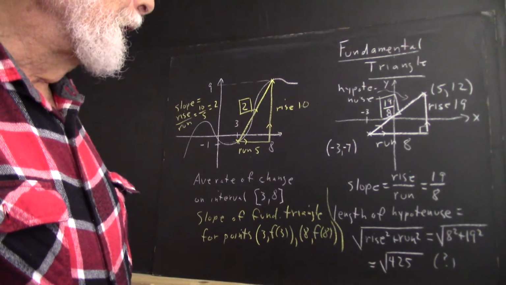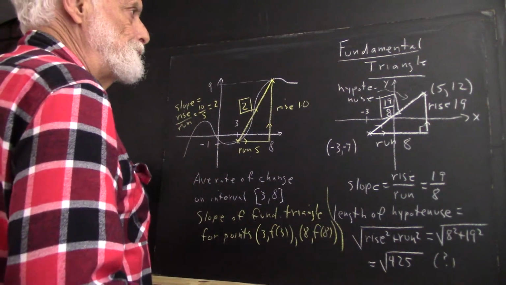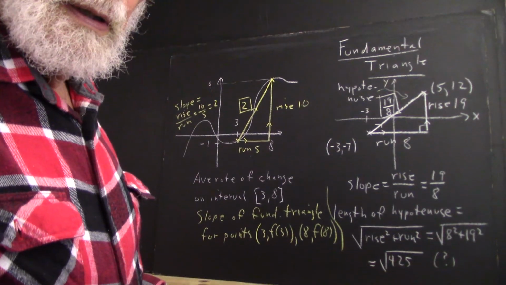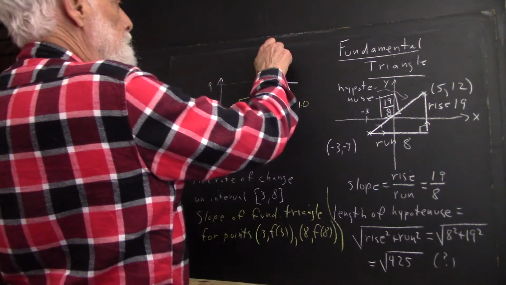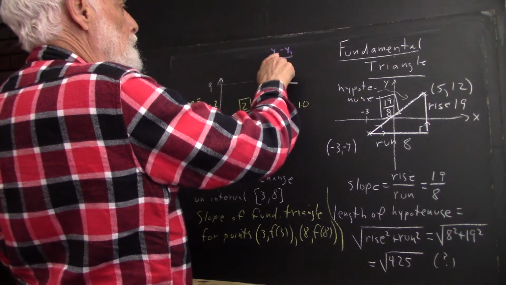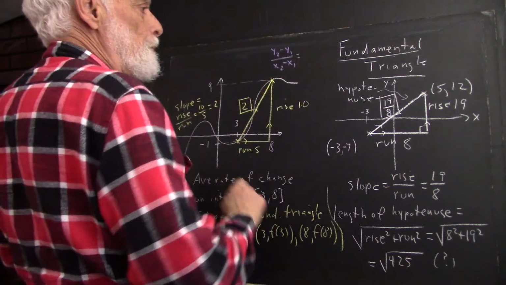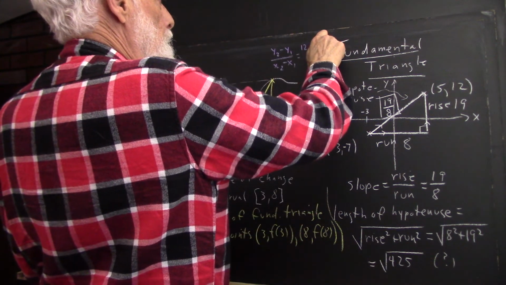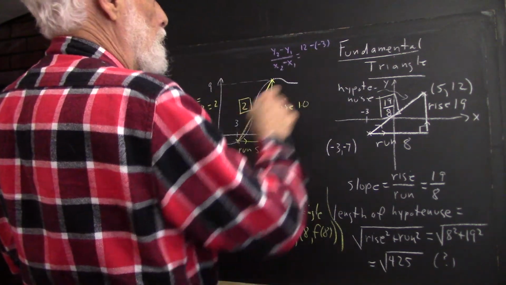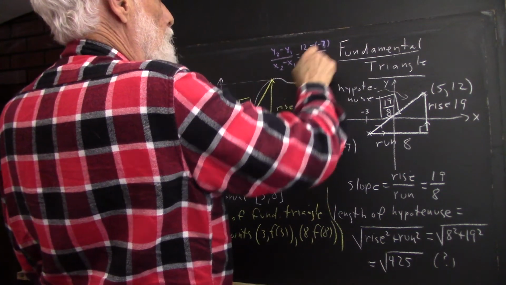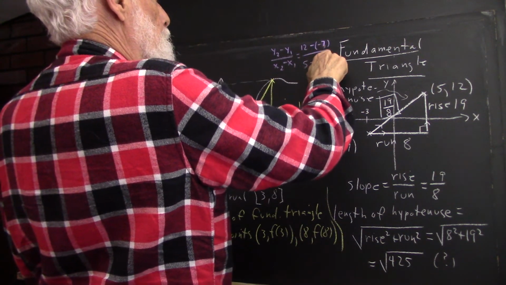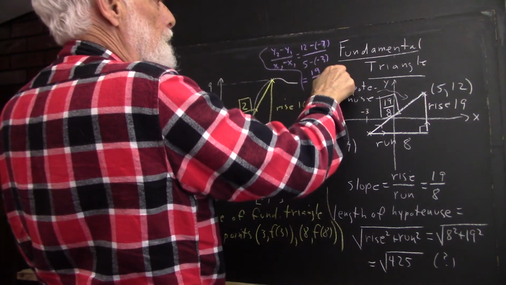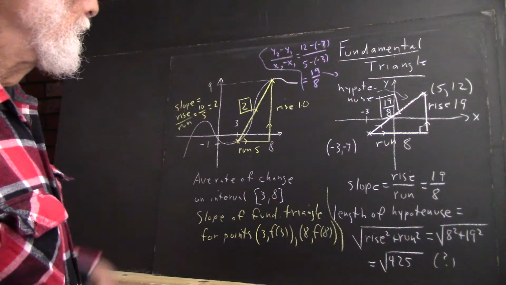Okay, so after you do the fundamental triangle, you could say, okay, well, let's see. My calculation here would be, let's do it in a different color to show it doesn't really matter, okay, for these points, that would be 12 minus negative 7, divided by 5 minus negative 3, and you do the arithmetic, and that ends up with 19 over 8. Okay, so it works. And you could do the same thing here.